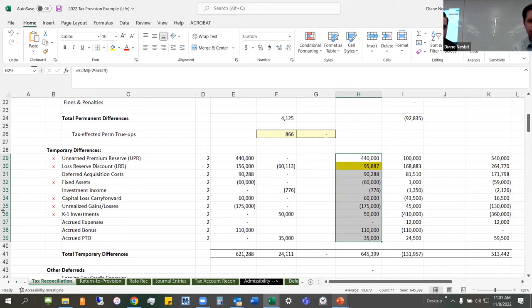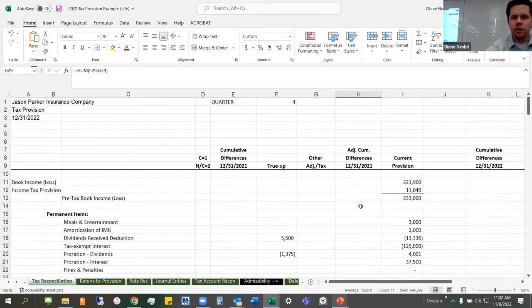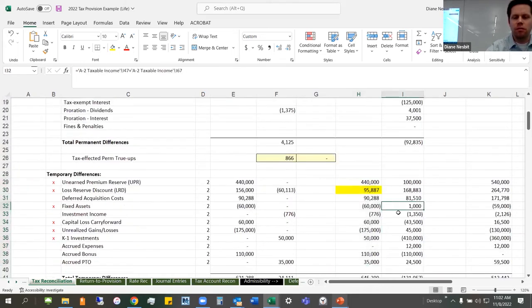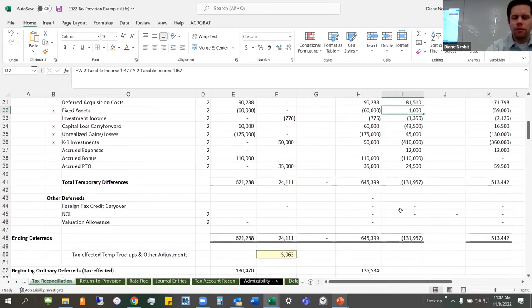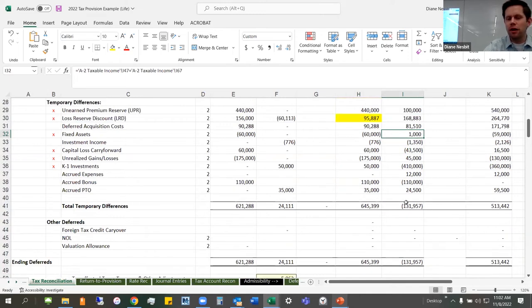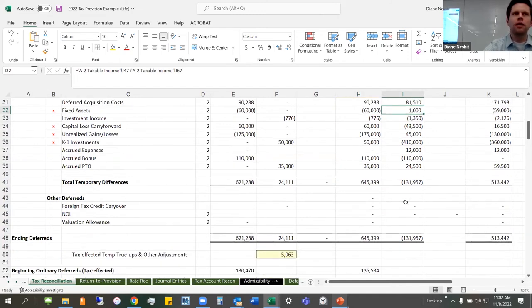Right, which is the next step, calculating your current year amounts. You look at your current taxable income to get your book tax differences. It'll then go in your current column, and part of this step is looking at what those current year amounts are in order to get to your ending deferred balances.